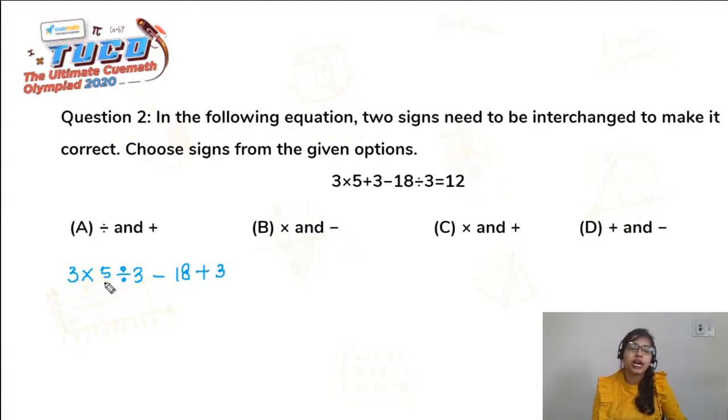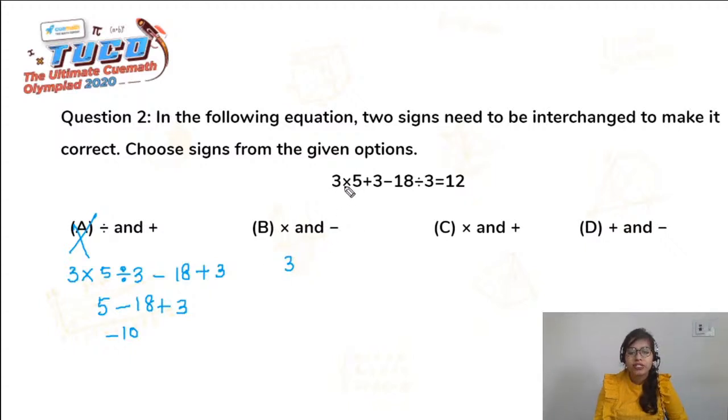So this is going to give us 5 times 3, 15. 15 divided by 3 is 5. 5 minus 18 plus 3, and this is going to give us minus 10, right? So this is not working. Option A is done. Coming to the second one, option B, multiplication and subtraction.